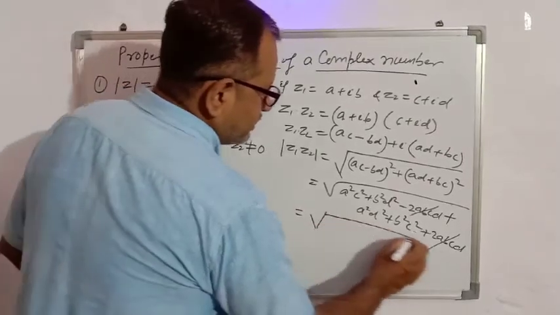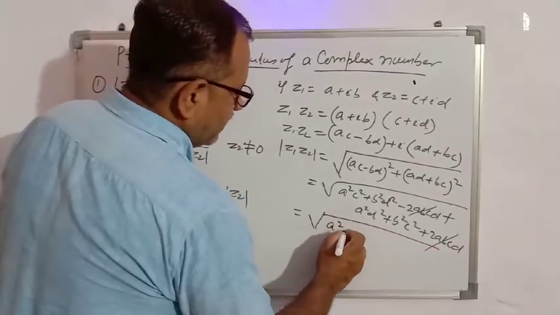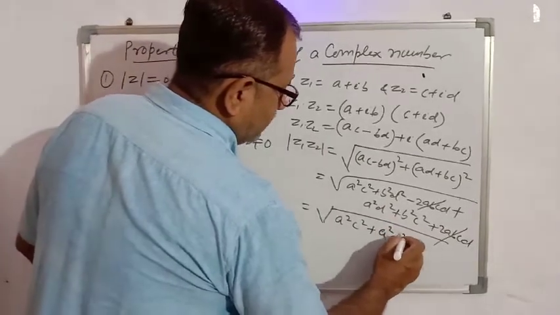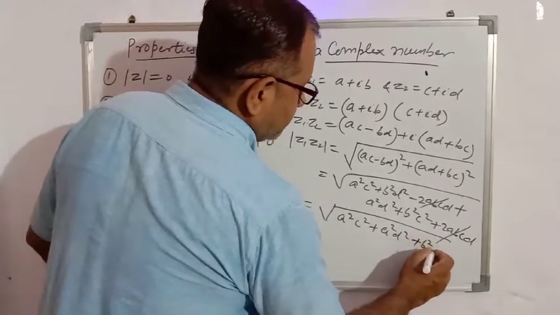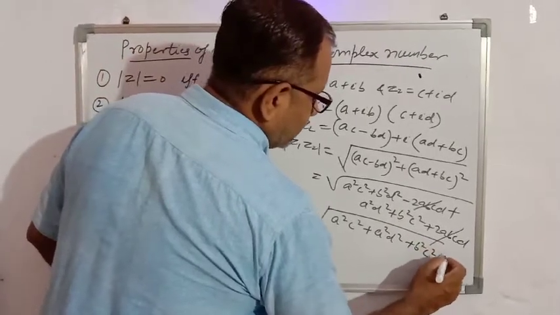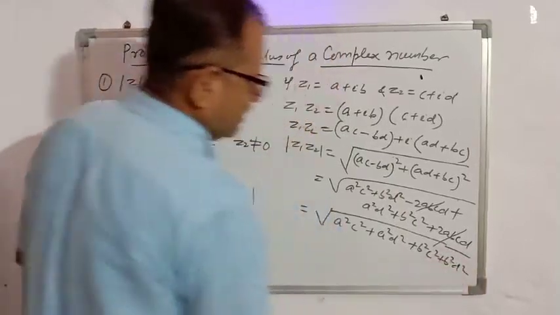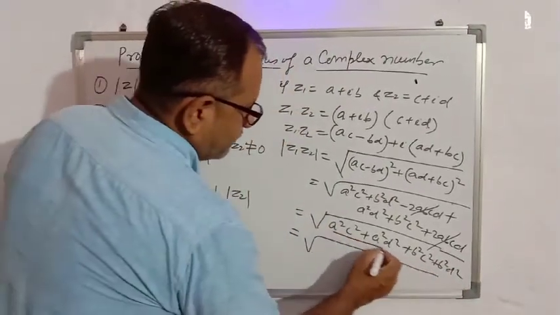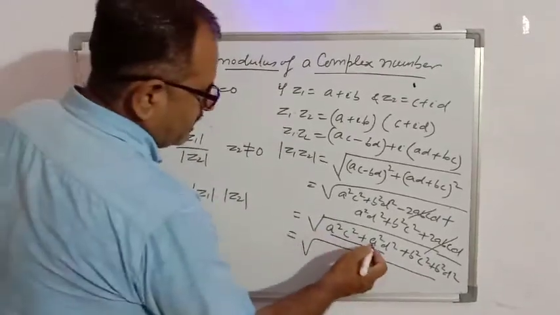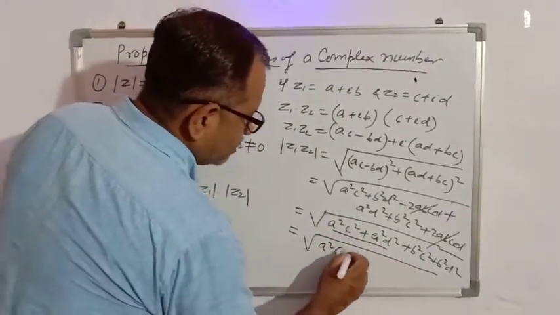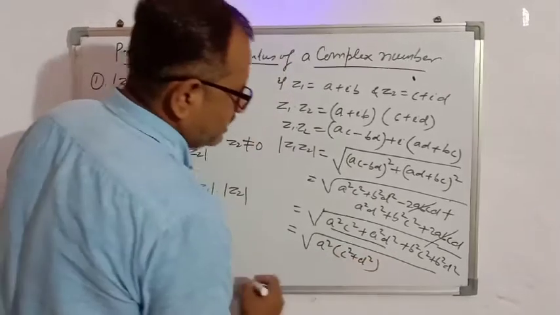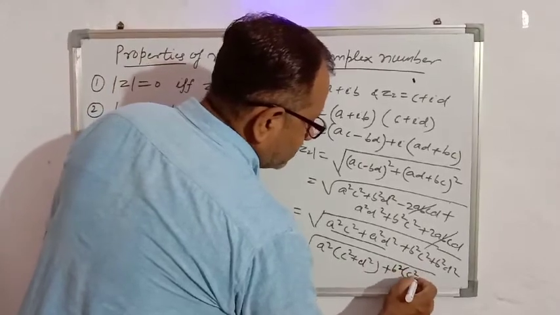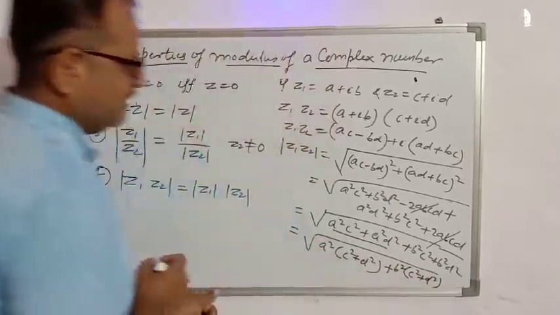So we will get under root a square c square plus a square d square plus b square c square plus b square d square. Take common. What is common in the first pair? a square is common, so it will be c square plus d square. And here we can take b square common, so c square plus d square.